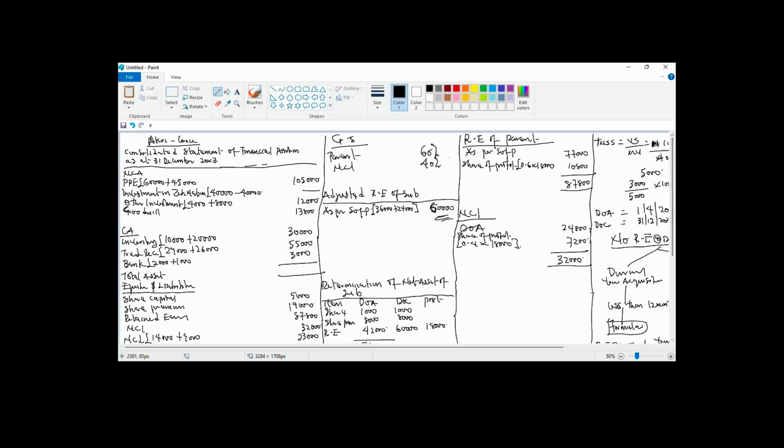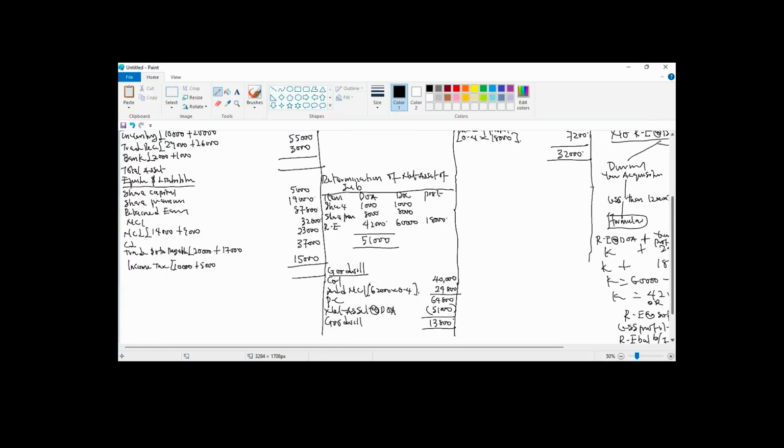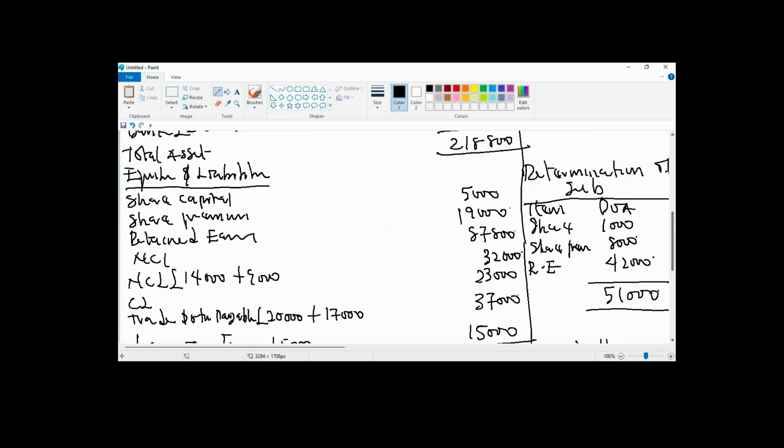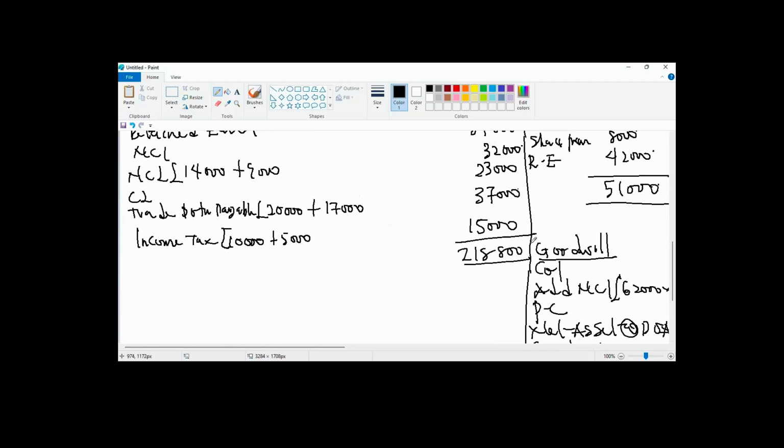Assets give me 218,800. Then 5,000 plus 90,000 plus 87,800 plus 32,000 plus 23,000 plus 37,000 plus 15,000 is 218,800. Both of them are 218,800. That's it.